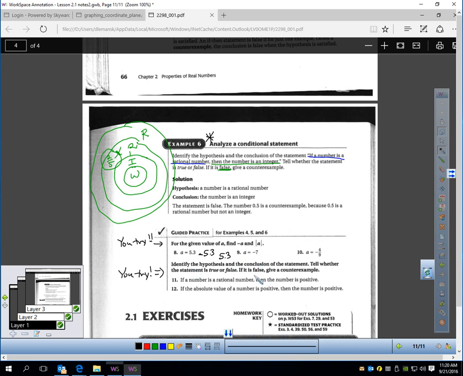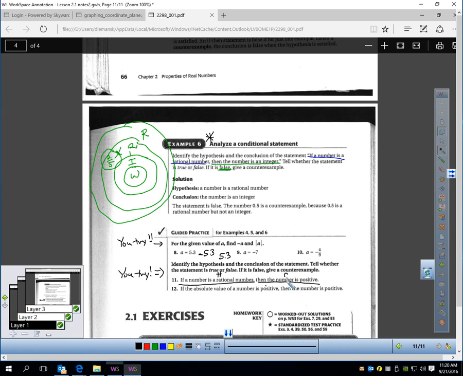Let's do one of these. Identify the hypothesis and conclusion. Tell whether the statement's true or false. If it is false, give a counterexample. Here's my hypothesis. There's my hypothesis. Here's my conclusion.